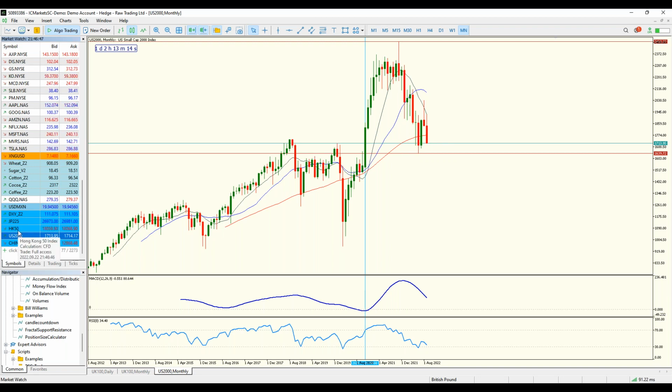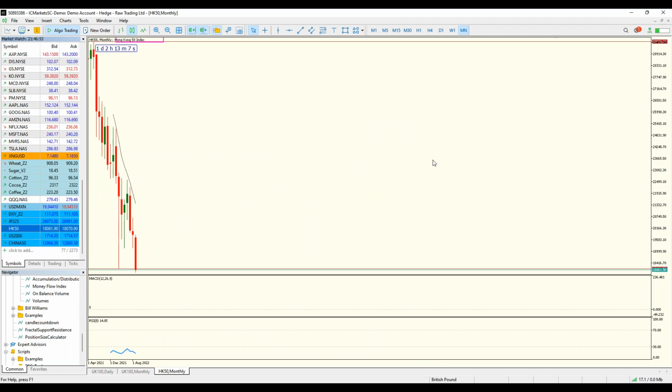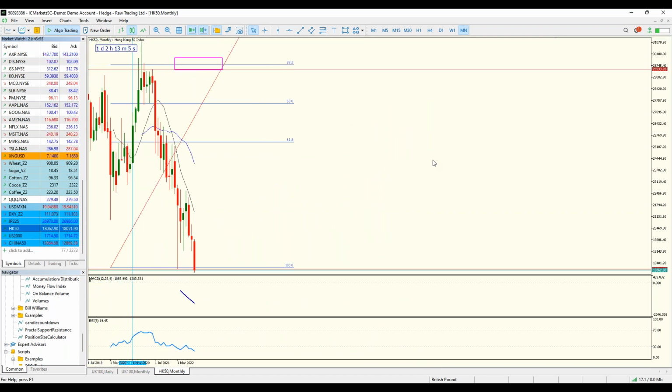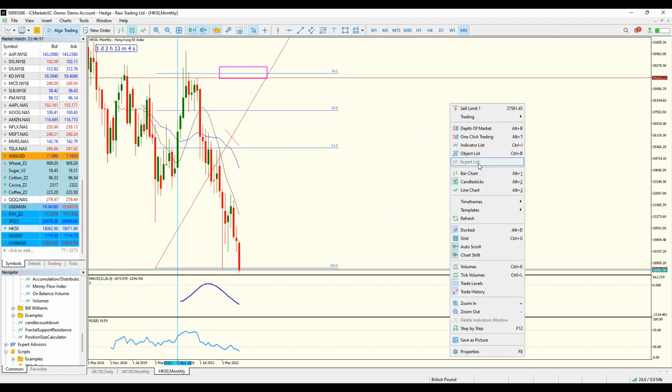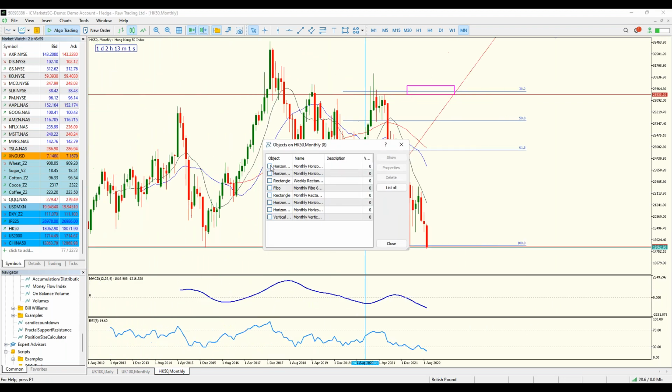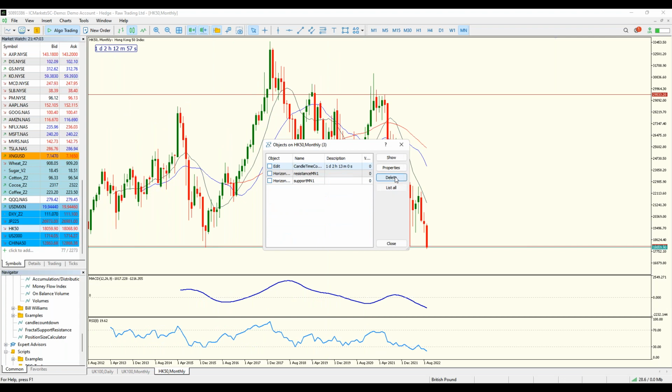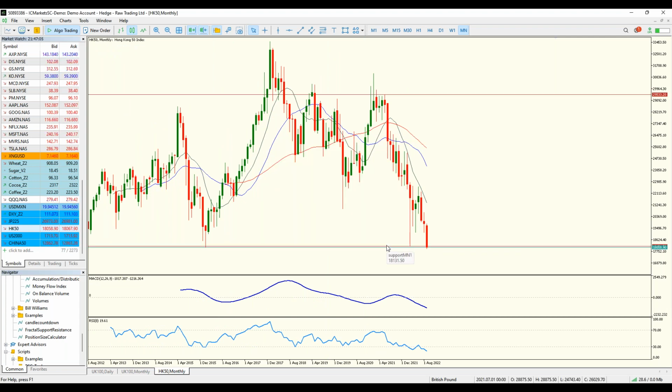Then we go have a look at a few different countries. So let's look at Hang Seng. Let's start with that one. Now, this index has been, and I'm going to just get rid of all the objects. All of them. There we go, nice and clean.